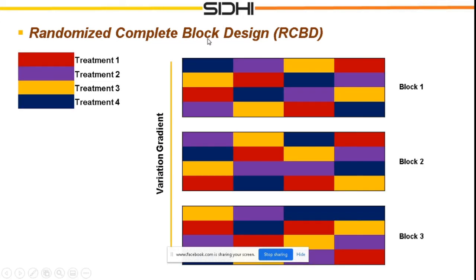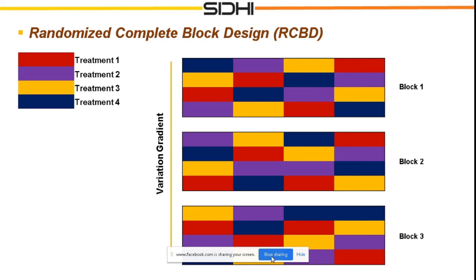For example, you have the variation gradient here coming from top to bottom. Okay, so you have block 1, 2, and 3. Just if you can see here, all of your treatments are in one block, and it has 4 replicates. The same thing in block number 2 and the same thing in block number 3. As you can see, there's also a different randomization in block 1 as compared to your block 2 and block 3. So this is how you should set up your randomized complete block design.